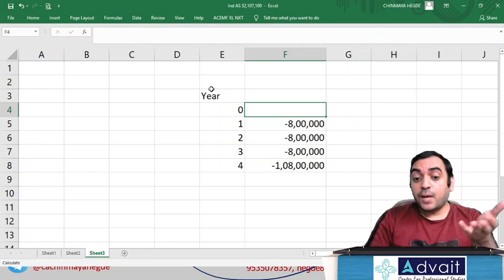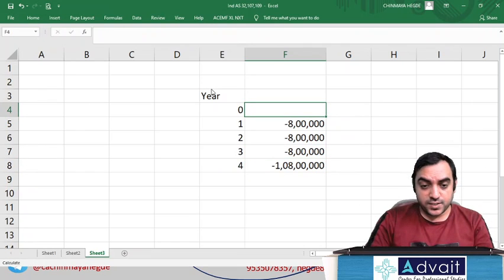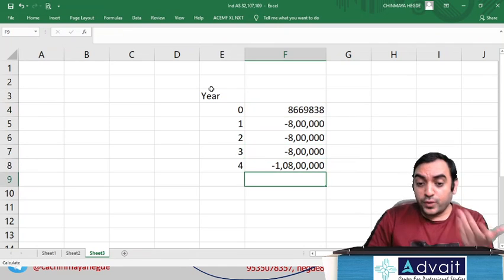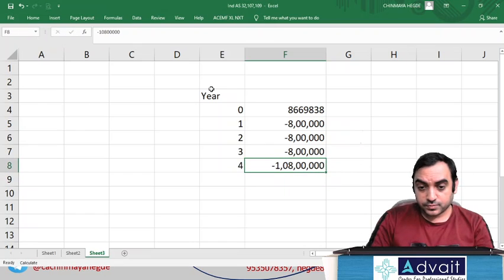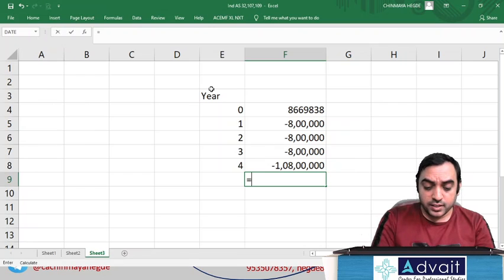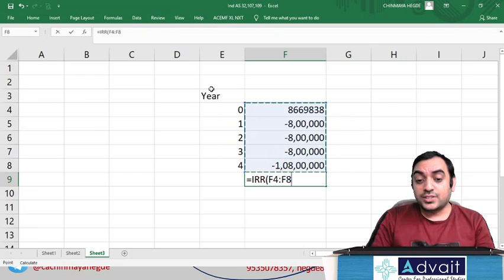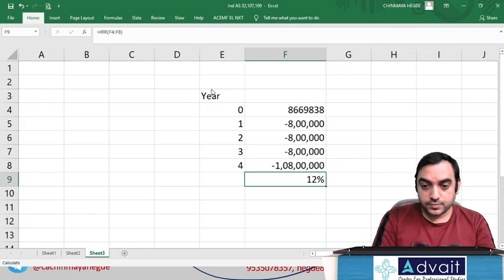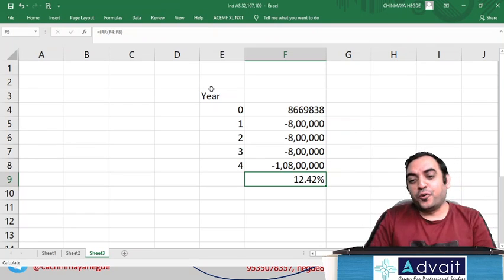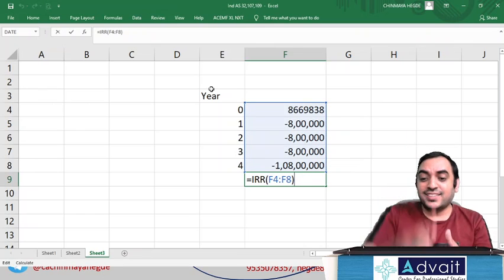Now, what is the amount you received today? How much amount did you receive? The revised amount now is 86,69,838. You received 86,69,838. So how do we calculate? In Excel, it is very simple: equal to IRR, you select the column, and you get 12.42%. That's all the formula.